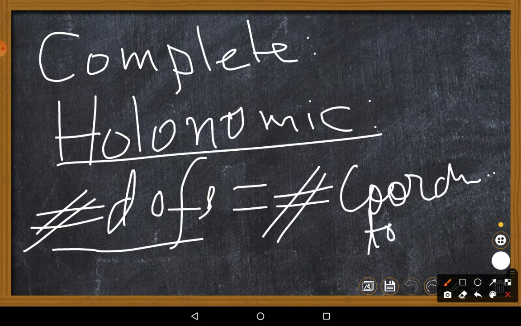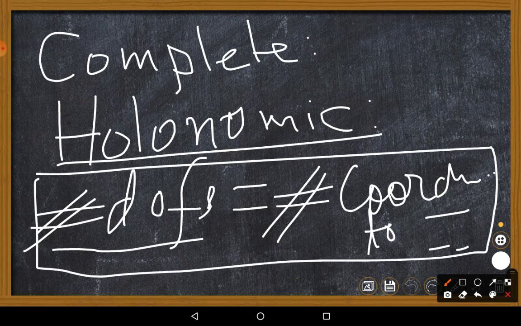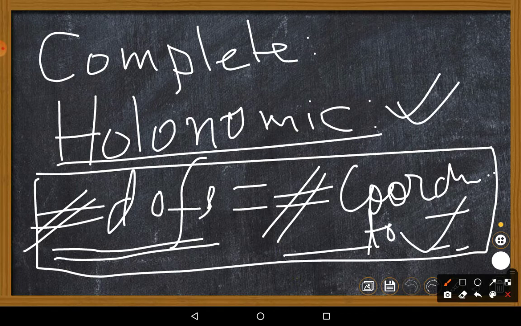To completely describe the system. This is the condition of holonomicity of a system. Suppose a system has 1 degree of freedom, a very simple system, and suppose it happens that to completely describe that system you choose 1 coordinate. So the number of degrees of freedom of that system equals the number of coordinates you have chosen to completely describe that system. For that matter, this system becomes holonomic, and therefore your coordinates become generalized.